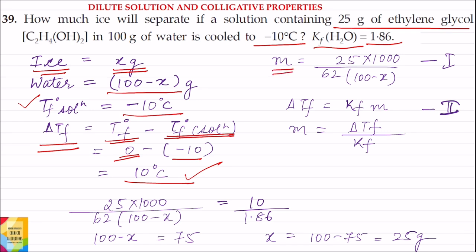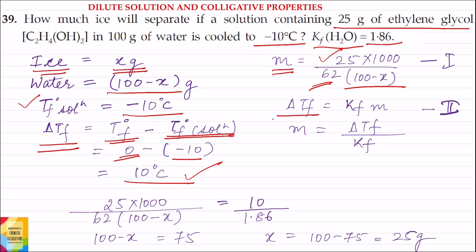Now, molality of the solution will be equal to moles of solute. Solute क्या है? Solute है ethylene glycol, and moles of ethylene glycol हो जाएगा weight of ethylene glycol, that is 25 gram, divided by molecular weight of ethylene glycol, that is 62 gram per mole, divided by weight of solvent in kgs. Now weight of solvent here is 100 minus x gram, और इसको kg में convert करेंगे. For that we will divide it by 1000. So molality is equal to 25 into 1000 divided by 62 into in brackets 100 minus x.